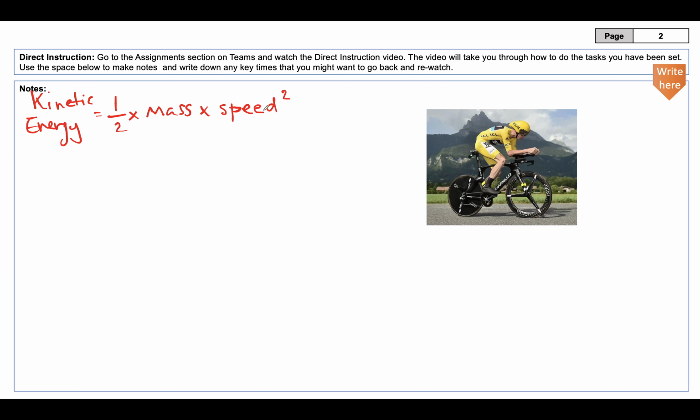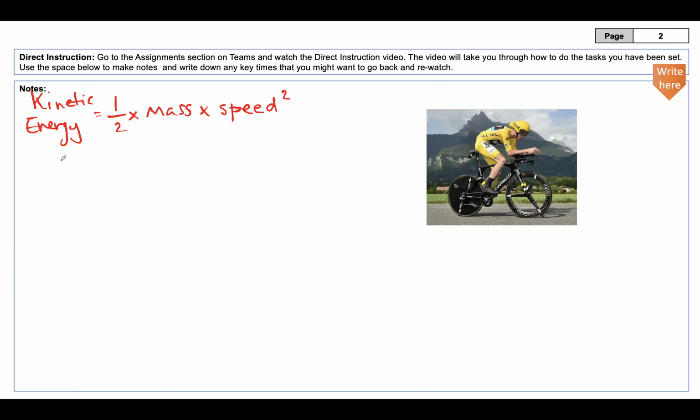So you can see this square thing here makes it quite interesting. If you were to double the mass, that would increase the kinetic energy twofold. You'll just double the kinetic energy. However, because this is squared, an increase in speed will give you a really, really big increase in the kinetic energy. If you double speed, you increase kinetic energy by a factor of 4.